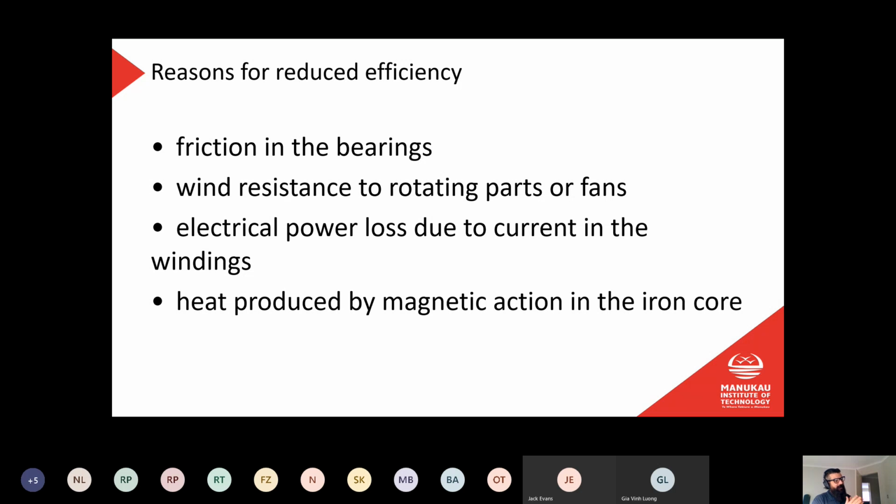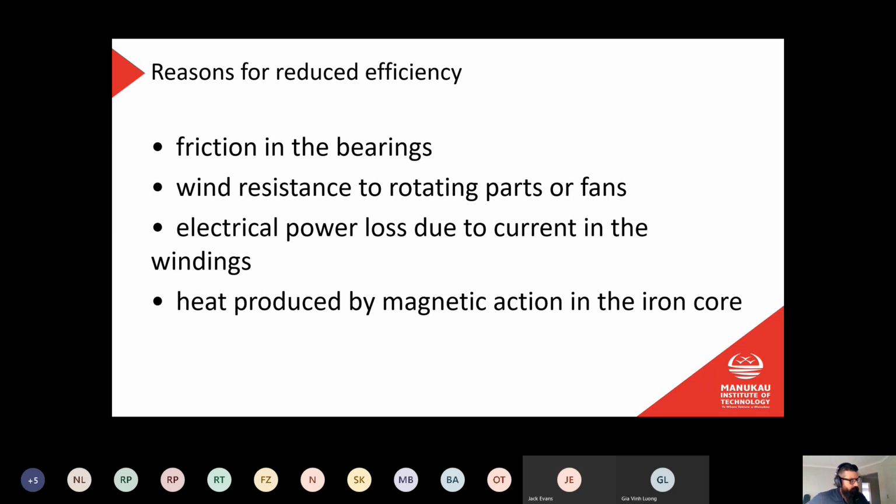And then heat produced by magnetic action in the iron core. We'll cover motors much more later on. I think our first look at motors and generators is later on in this module, but I'll tell you that motors operate on magnetic principles. So we're using electricity to create magnetism, and then that magnetism is what's going to spin the motor. Anytime we put power into a coil and create a magnetic field, we're going to use a little bit of energy in order to create that magnetic field. So again, we lose a little bit of our efficiency because we lose that energy.